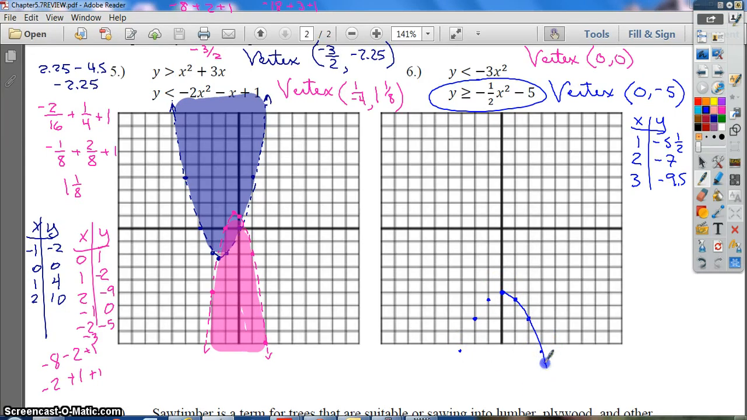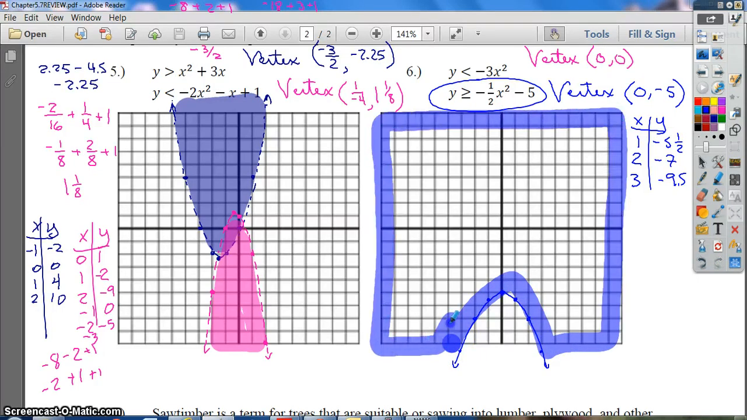So solid line, bam. Solid line, bam. As far as shading goes, okay, this one's greater than or equal to, so greater than would be above this guy. So I probably should have had a bigger circle, huh?